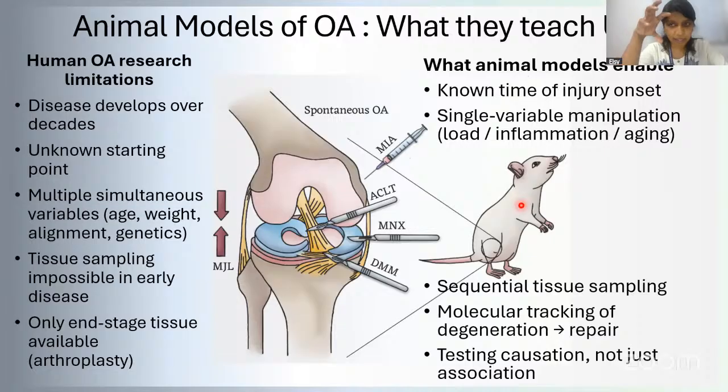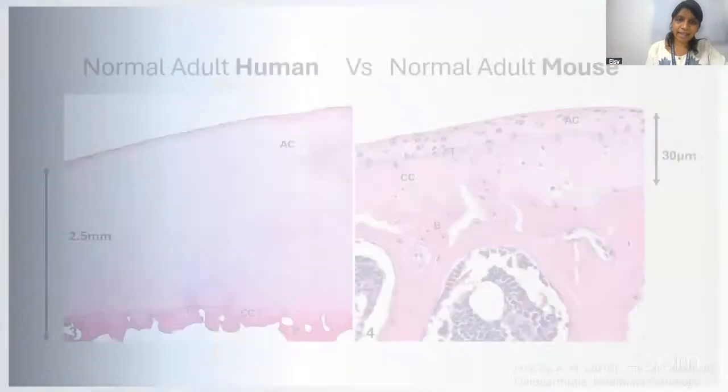And however, OA, as we know, is not a single disease. It is heterogeneous in its nature, and no single animal model can in fact even recapitulate what happens in humans. So that's the real challenge, even choosing the best model. And choosing the right model is also dependent on the biological question at hand.